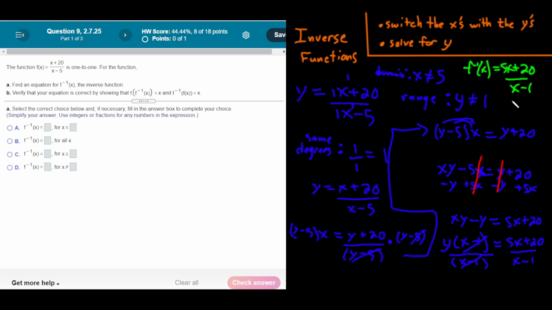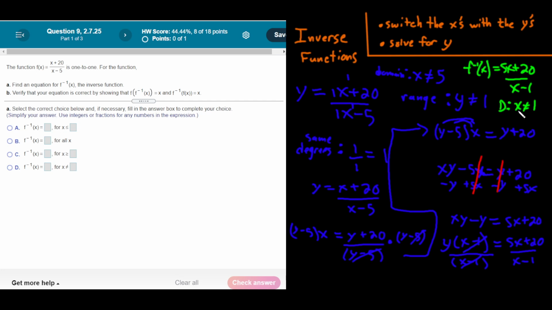So what about the domain and range? Well, we can figure out the domain by setting the bottom of our inverse function equal to 0 and solving for x. And you get x cannot be positive 1, right? This is for the domain here.